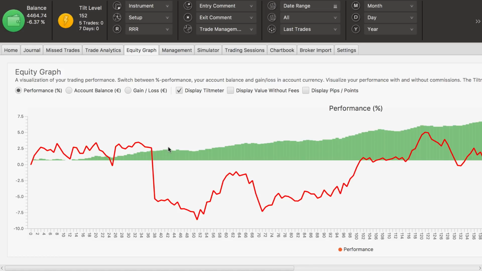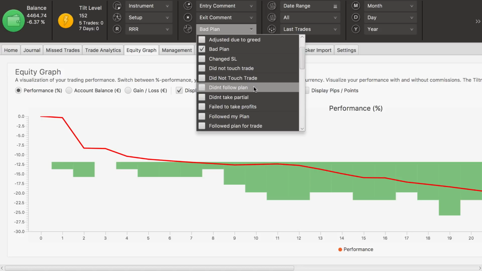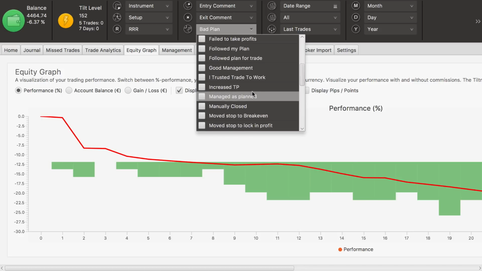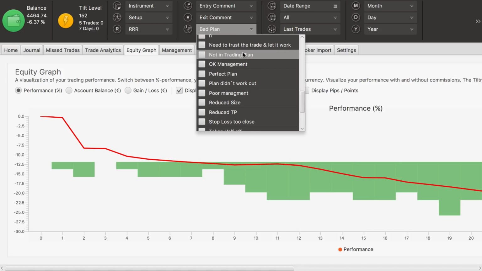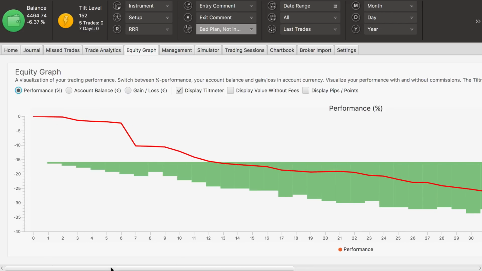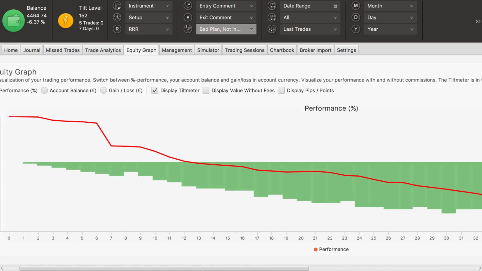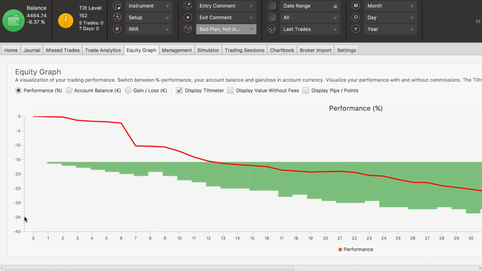different perspective. Let's also take a look at the trade management comments that the trader has used, and he has used repeatedly "bad plan" and "not in trading plan". So let's look for this one here. And here, what do we have when we go to performance? You can see 45 trades and the curve ends here, which is minus 35%. And again, remember the total balance here is down minus 6%.